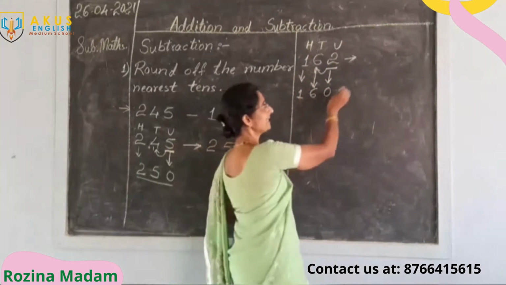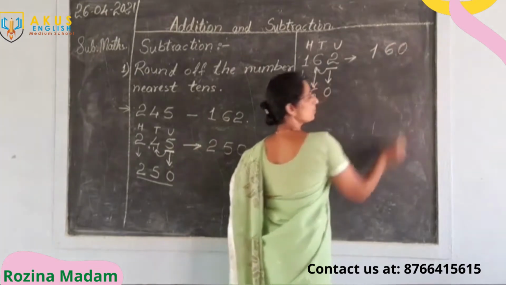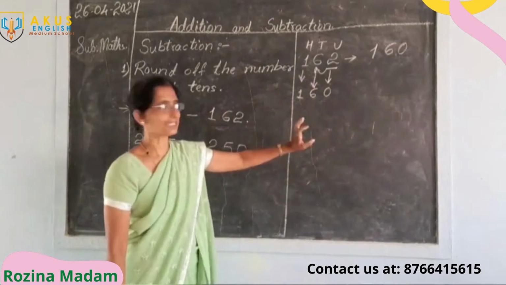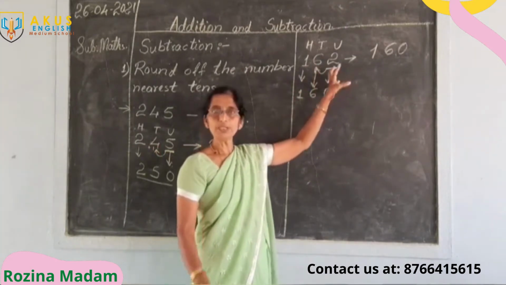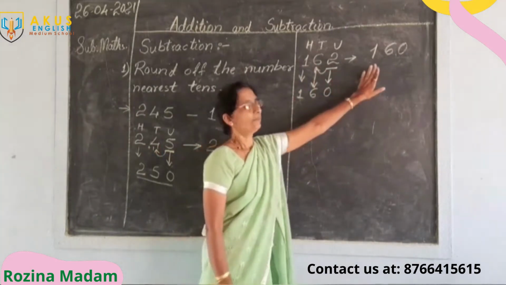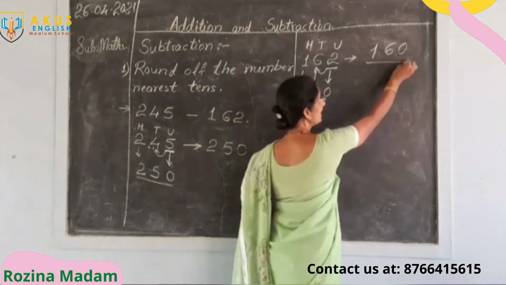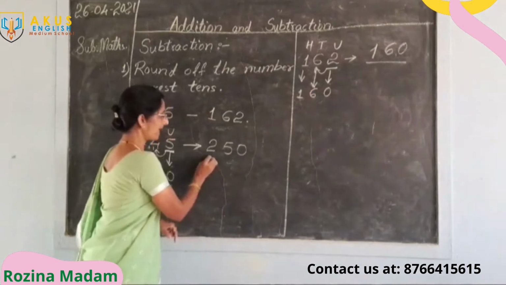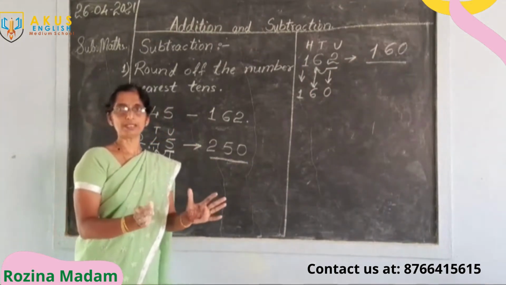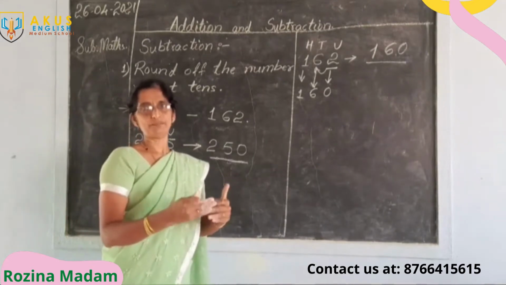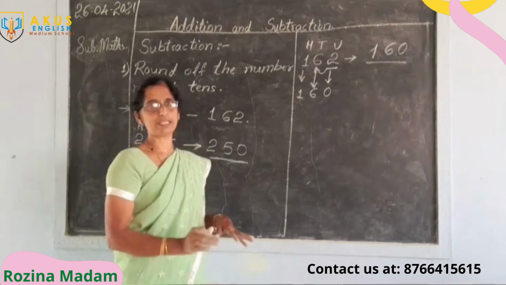So here the answer is 160. You got the answer 160. When we round 162 to the nearest 10, we get 160. So now here we have 160, and here we got 250. Now we can take these two numbers together and estimate them. We can find out the difference. Difference means subtraction, we can do it.